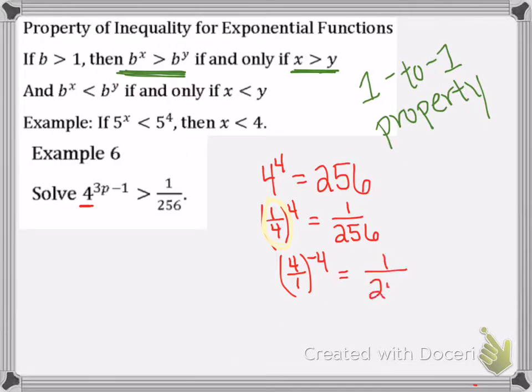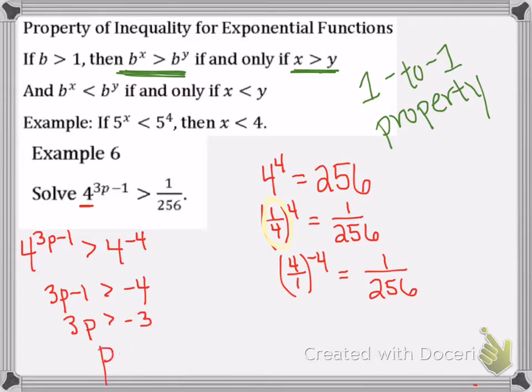That's the same thing as that. Okay? So what I could really say is 4 to the 3p minus 1 is really greater than 4 to the negative fourth, because 4 to the negative fourth is the same thing as 1 over 256. Now I can apply the one-to-one property and say that 3p minus 1 is greater than negative 4, 3p is greater than negative 3, so p is greater than negative 1.